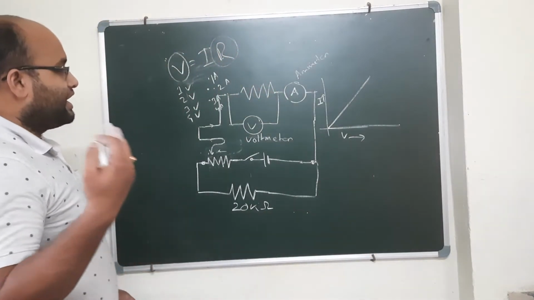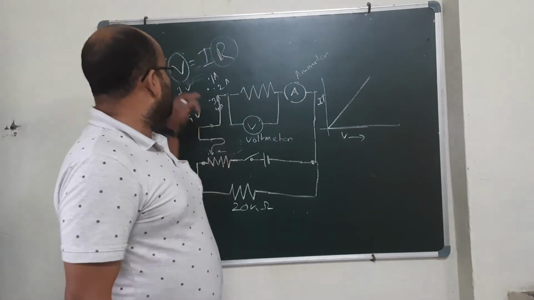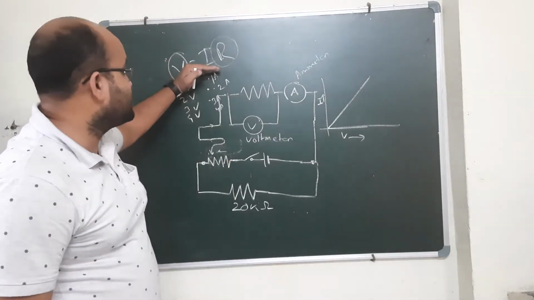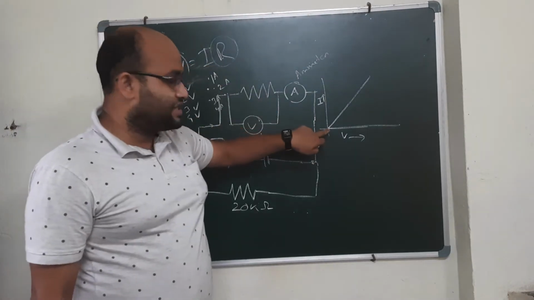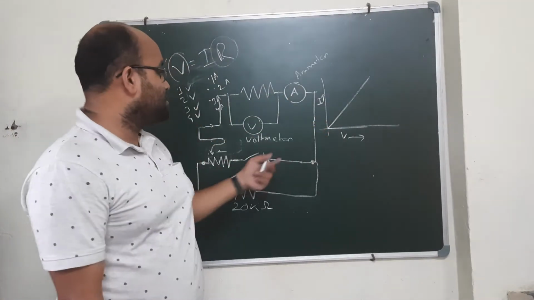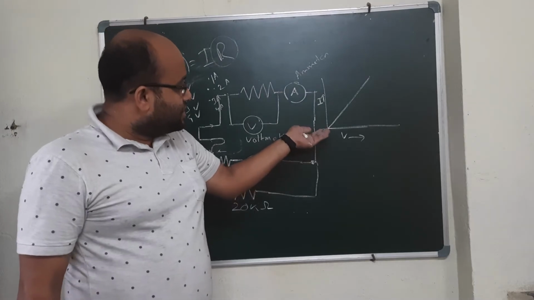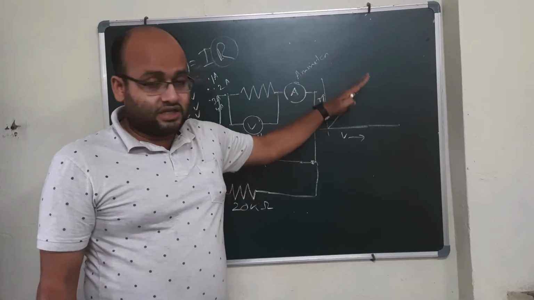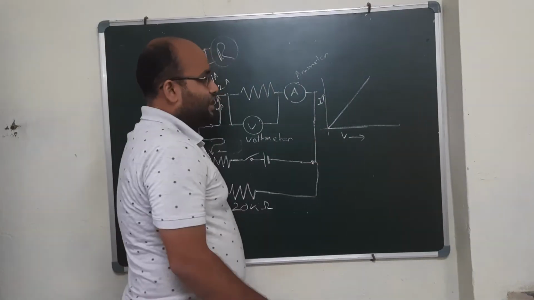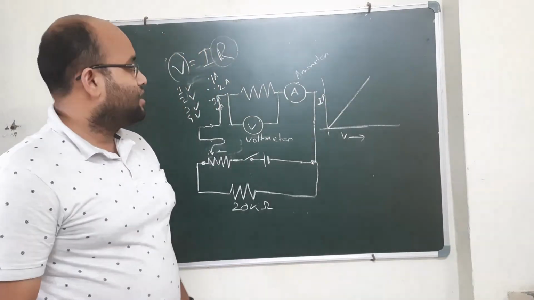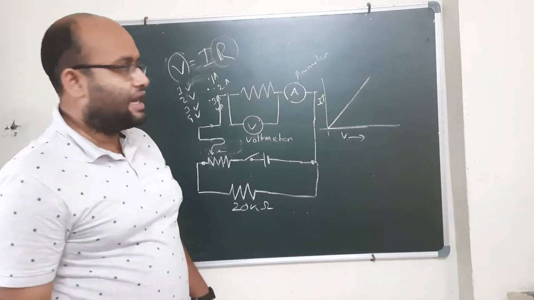As you know that in case of Ohm's law, this equation V equals IR is actually the equation of a straight line that passes through the origin. You know that in mathematics. So from here, the graph should be like this. Okay, this might be a straight line passing through the origin. If the graph is not like this, then there may be some instrumental error.